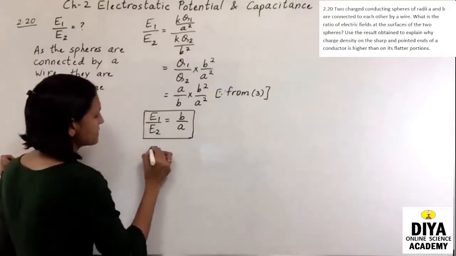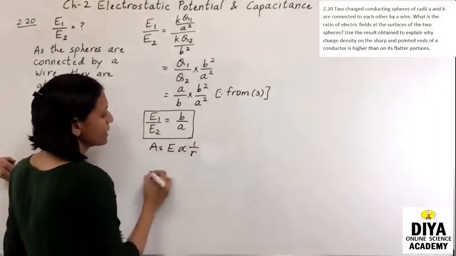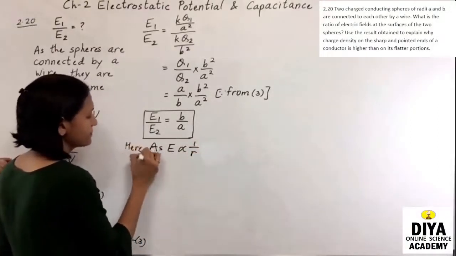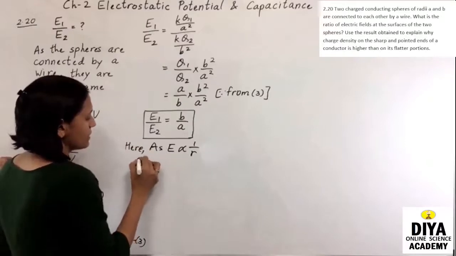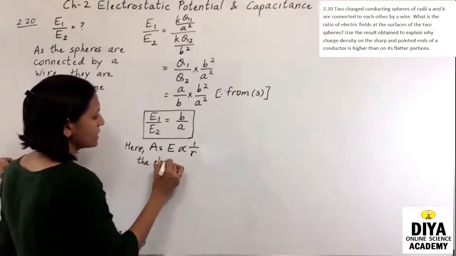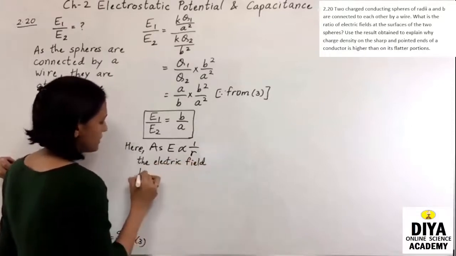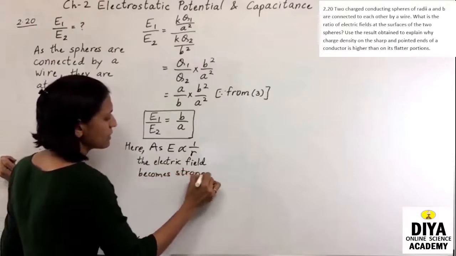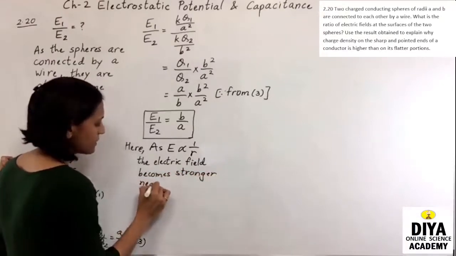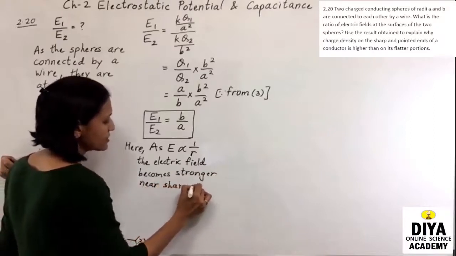So as E is proportional to 1 upon R, the electric field becomes stronger near sharp edges.